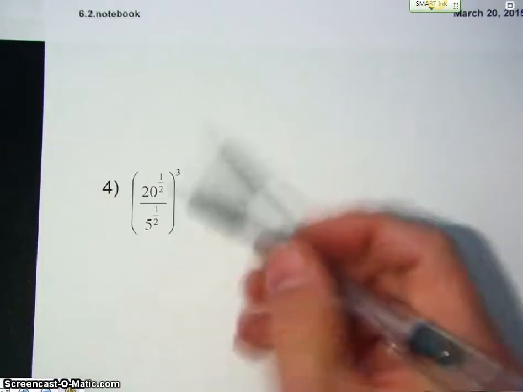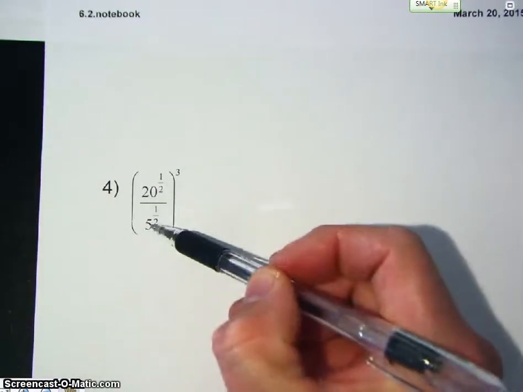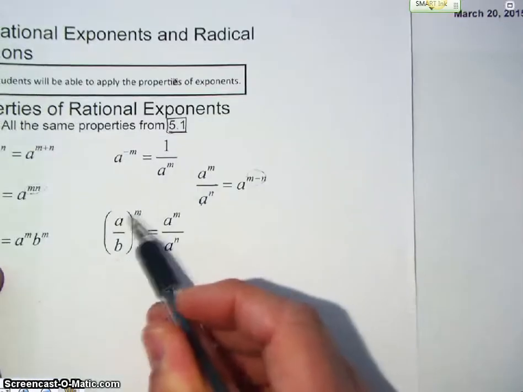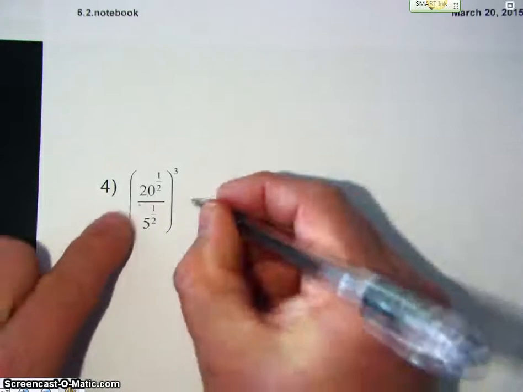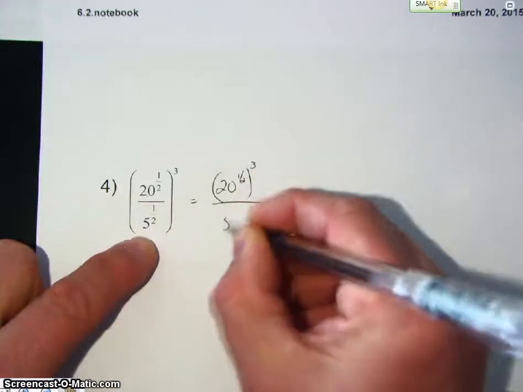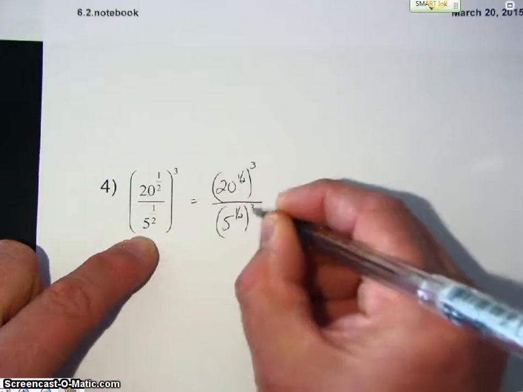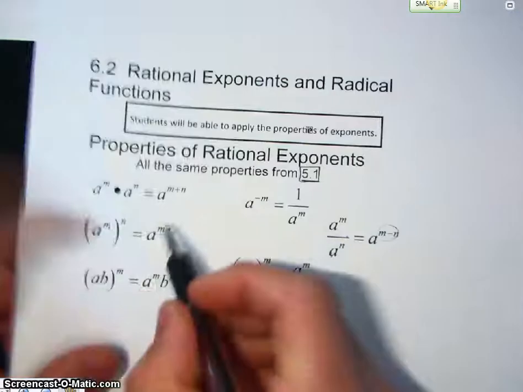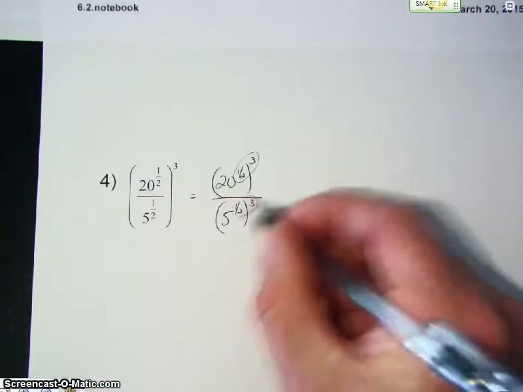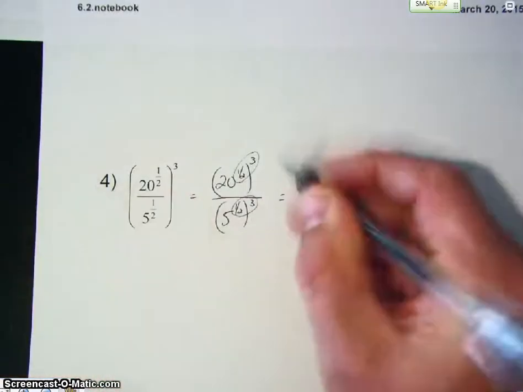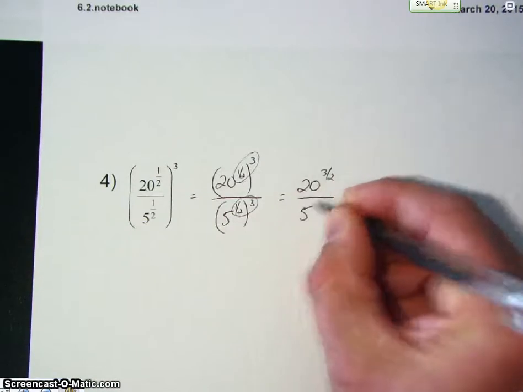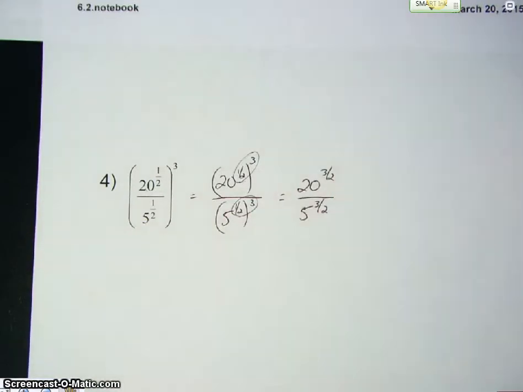Alright, this one here, if you notice, bases are not the same, but it's division, so in other words, I'm going to apply this property. Take this exponent to each of these. So what that means is take 20 to the 1/2 to the third power over 5 to the 1/2 to the third power. And again, I got a power raised to a power, so that means I'm multiplying. So these I am multiplying. So I get 20 to the 3/2 over 5 to the 3/2.